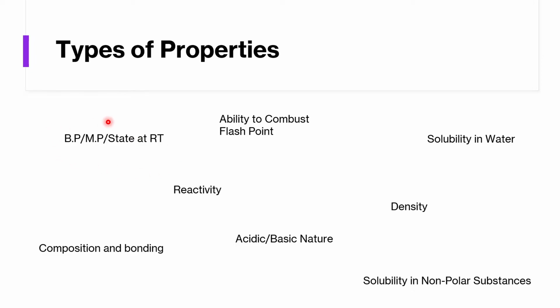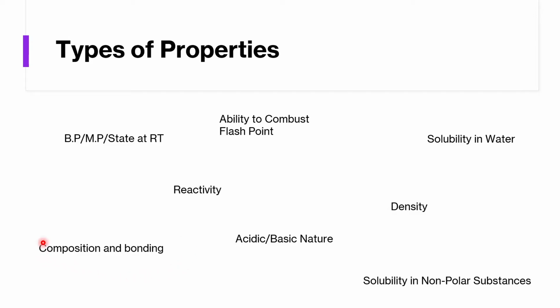We could look at organic chemicals and their degree of ability to combust, or their flash point, the point at which they do combust. We could look at their reactivity, or the things that they react with. We could look at their acidic or basic nature, as well as their composition and bonding.